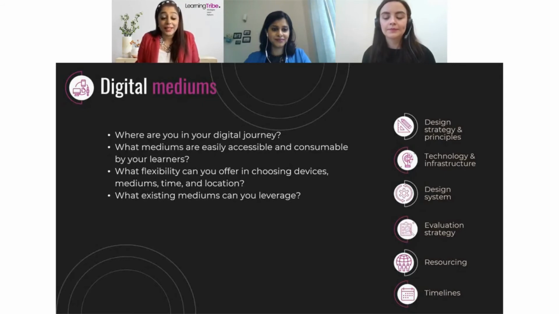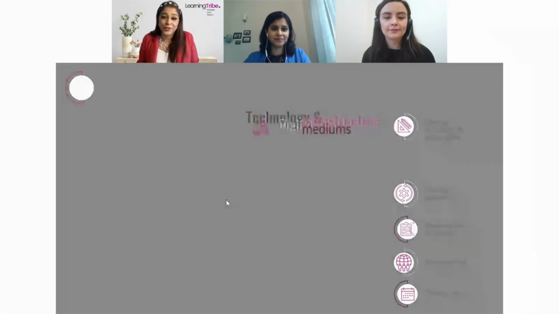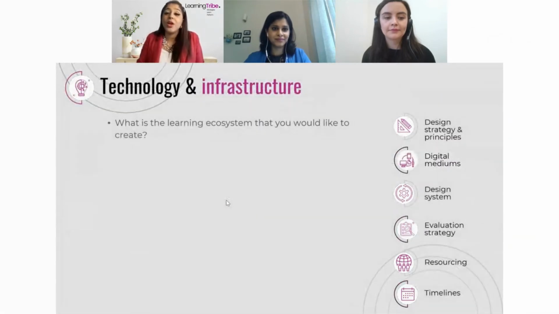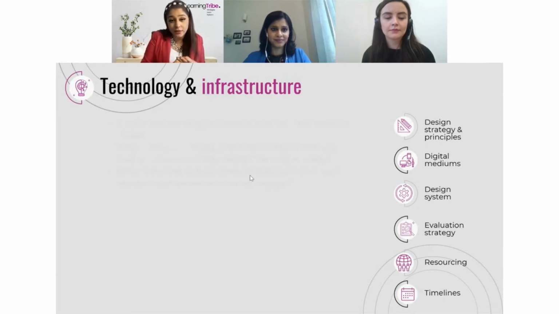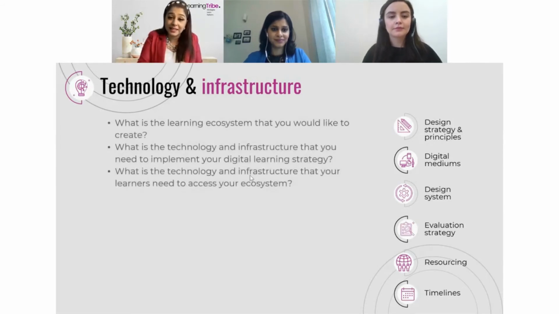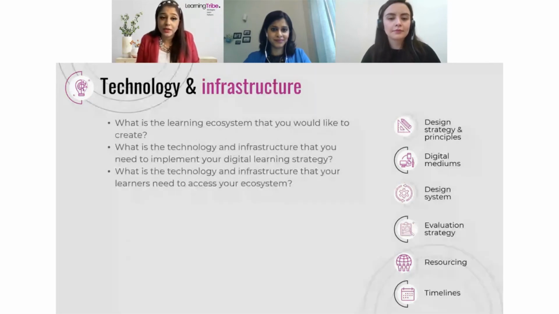So that gets us to the technology and infrastructure. Your technology and infrastructure should be determined by one key question. What is the learning ecosystem that you need? Not the one that you want or you desire, but the one that you need to create in your organization to achieve your goals. And this in turn leads you to two other questions. So the technology and infra that you need as an organization, as an L&D team to implement your digital learning strategy, and also the technology and infrastructure that your learners need to access your ecosystem.